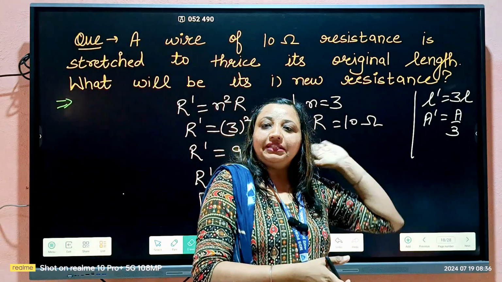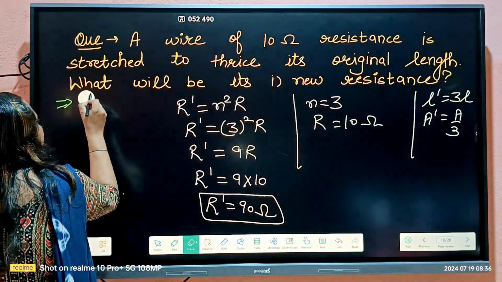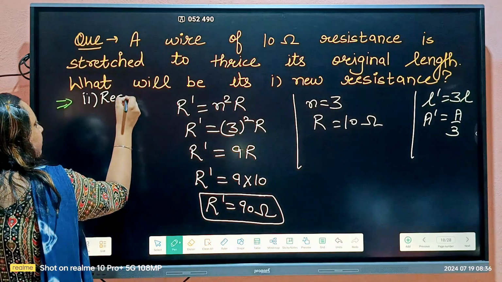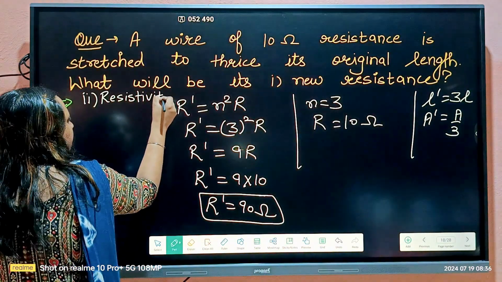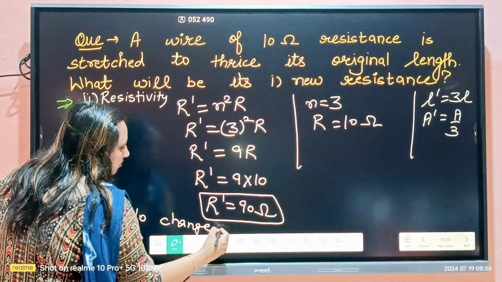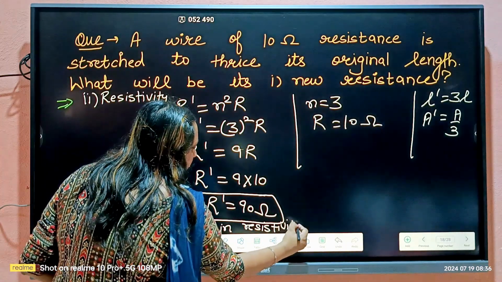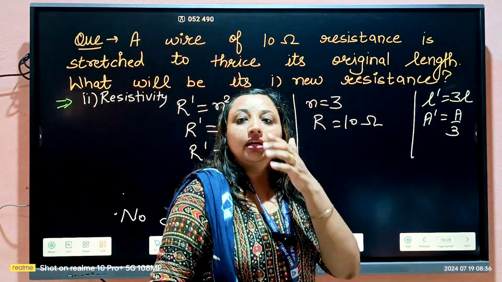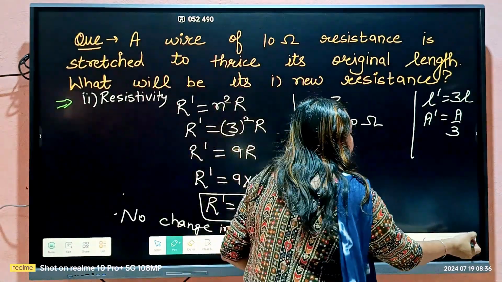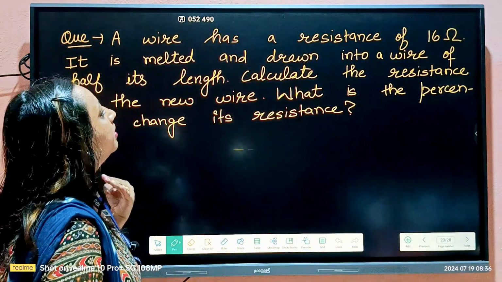And what is the effect of this stretching on the resistivity? No effect. So in the second question, if you are asked about the resistivity, what is the change in the resistivity, then no change in resistivity. Because resistivity does not depend on length and area of cross section. Yes. Next one.